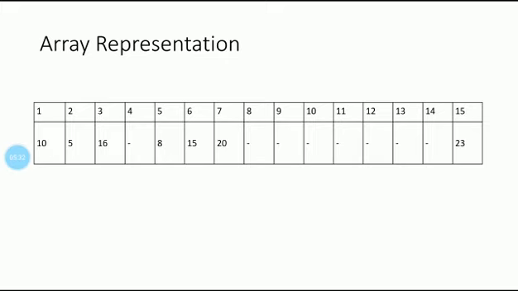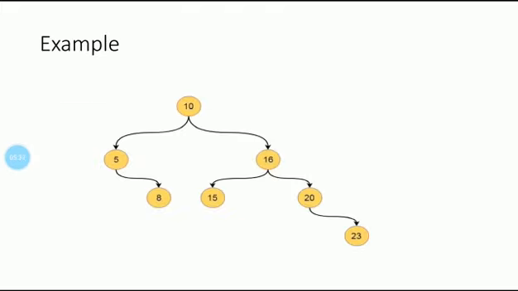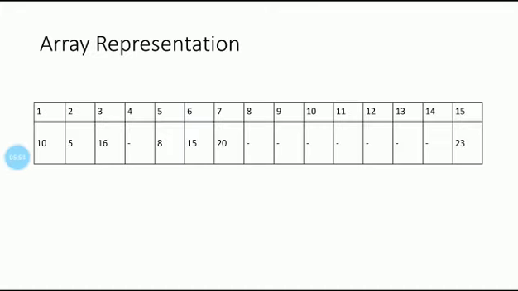Okay, I will explain once again: 10, 5, 16, blank, 8, 15, 20, and in the last level all the nodes are empty. Only one element is there, that is 23, so that is at the last position, at the 15th position. That's it. Okay, there are some advantages, like we can go in a forward direction or in a backward direction.